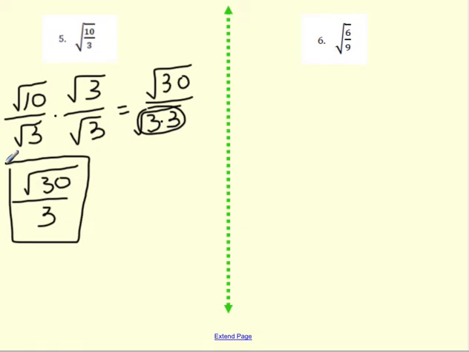Now I'm smart enough to know that the square root of 30 doesn't have any pairs, so that can't be simplified any further. So now I'm going to take a look at number 6, and I actually don't even have to rationalize the denominator on number 6.